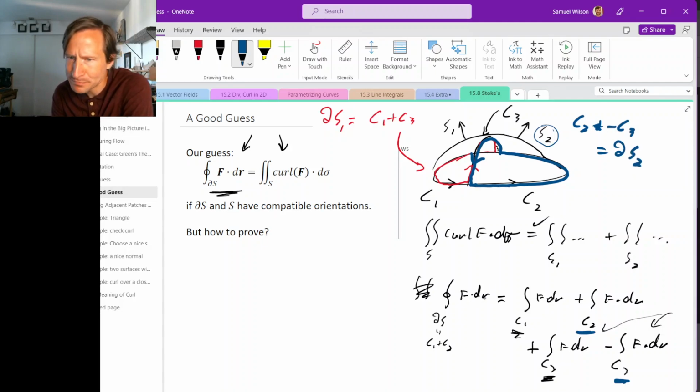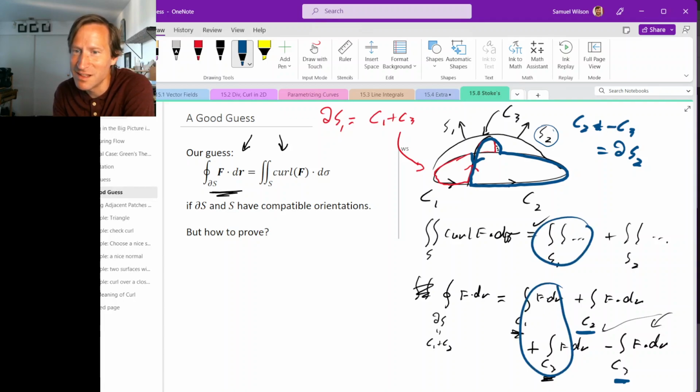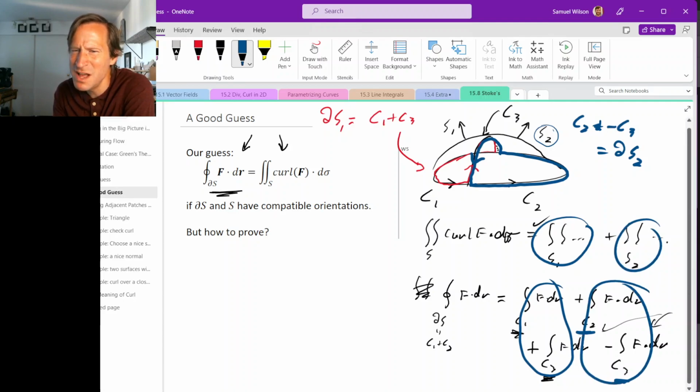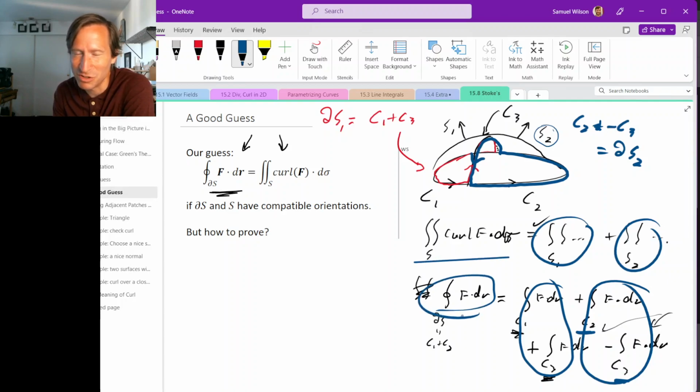So if the integral over S1 is equal to this line integral, and if the integral over S2 is equal to this line integral, then things add up correctly, and the integral over S is equal to the line integral over the boundary. So all this is to say that if we have a big complicated surface, we can split it into smaller pieces and then put the integrals back together afterwards.